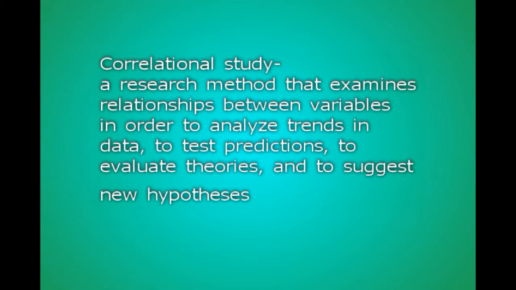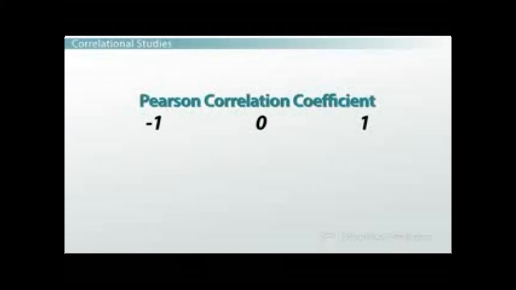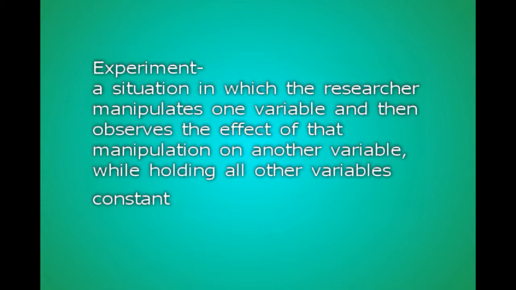Correlational studies examine relationships between variables in order to describe research data more fully, to test predictions, to evaluate theories, and to suggest new hypotheses about why people think and act as they do. Experiments are situations in which the researcher manipulates one variable and then observes the effect of that manipulation on another variable, while holding all other variables constant.